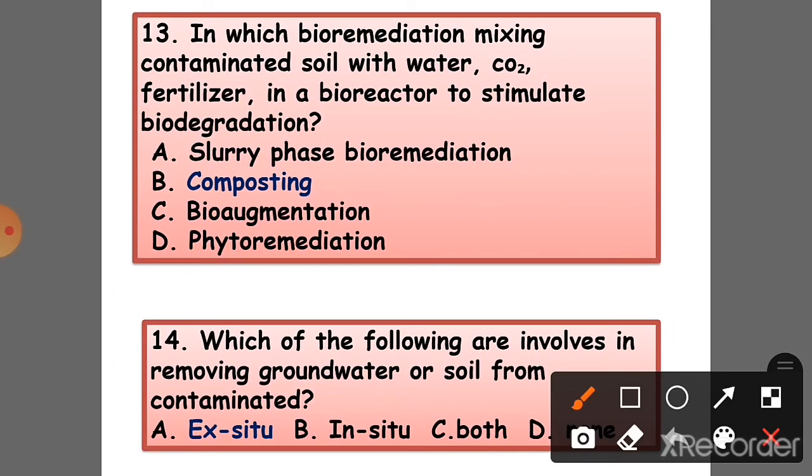Question 13. In which bioremediation technique is contaminated soil mixed with water or carbon dioxide fertilizer in a bioreactor to stimulate biodegradation? Answer B. Composting. Question 14. Which of the following are involved in the removal of groundwater or soil from contaminated sites? Ex situ method.